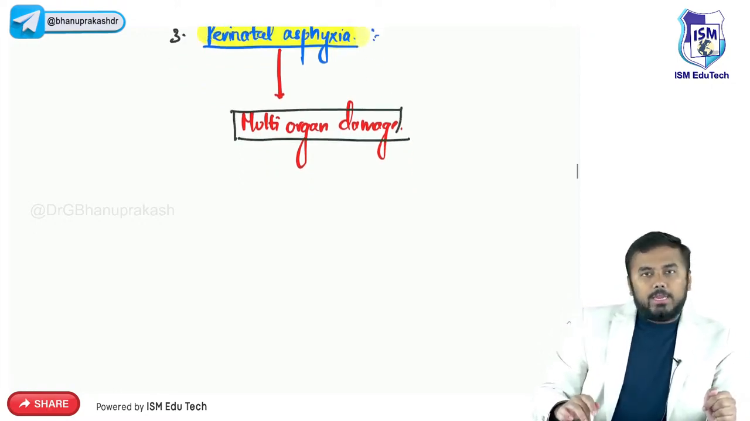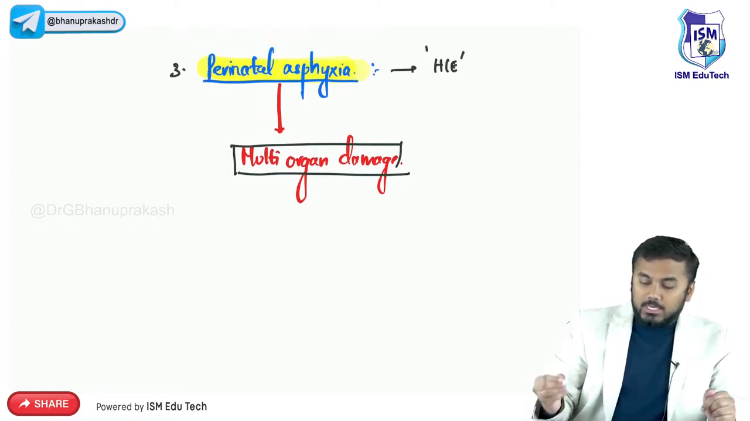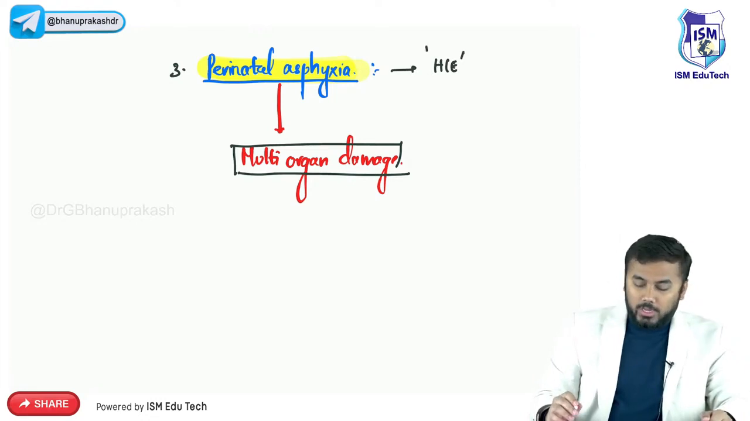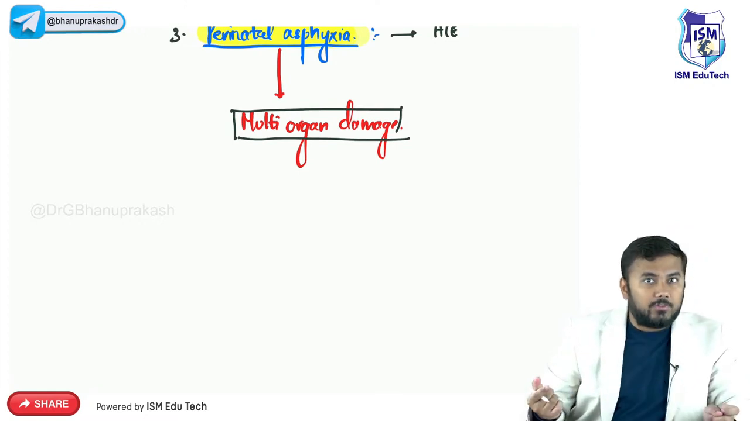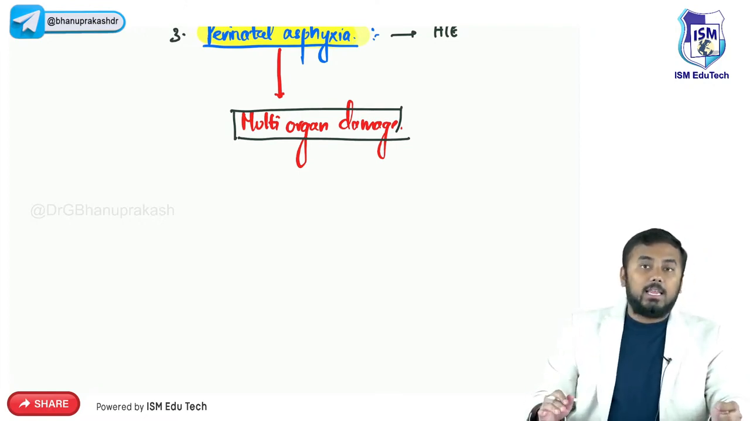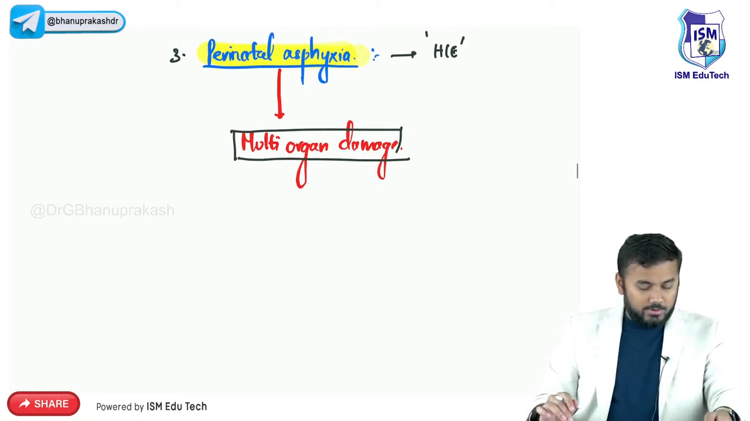Now, obviously, perinatal asphyxia will also lead to HIE, that is hypoxic ischemic encephalopathy. So that is the reason why if someone is asking you what is the most common cause of hypoxic ischemic encephalopathy, that is perinatal asphyxia. Clear all of you? Very good.